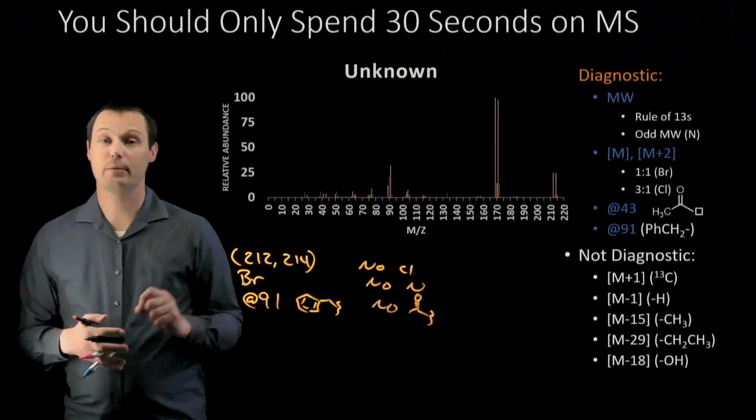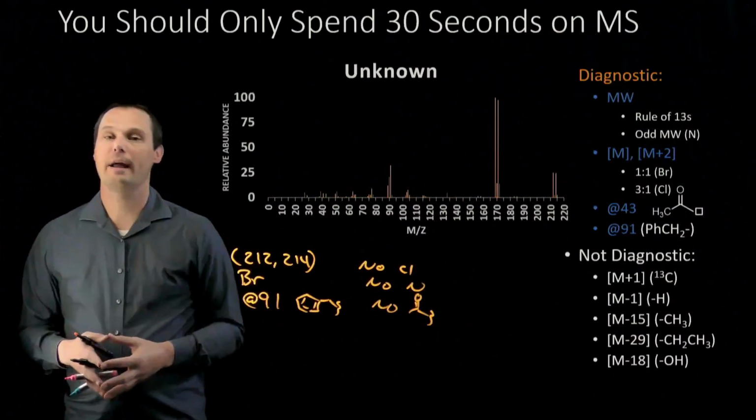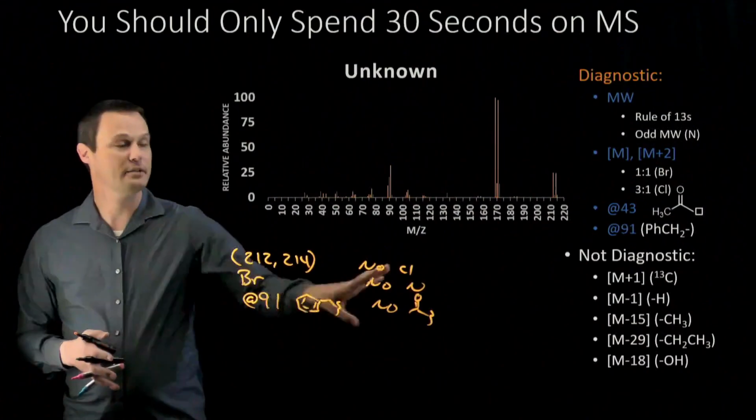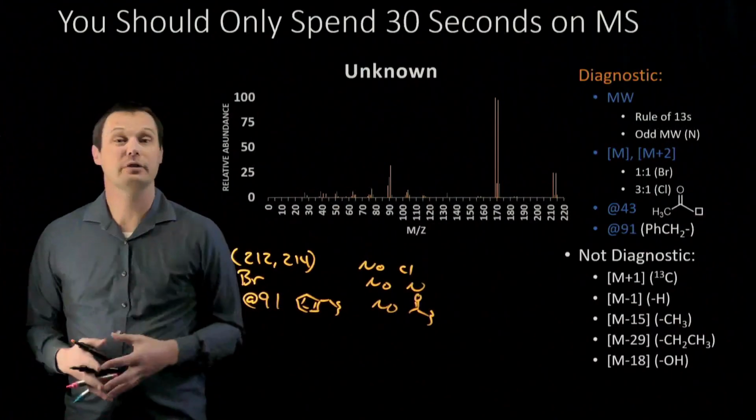My final structure needs to have a bromine. My final structure is probably going to have one of these benzene rings in it. My final structure had better add up to 212 mass units, and I shouldn't have a chlorine or a nitrogen, and I probably won't have the methylcarbonyl. That's a lot of information in just 30 seconds.